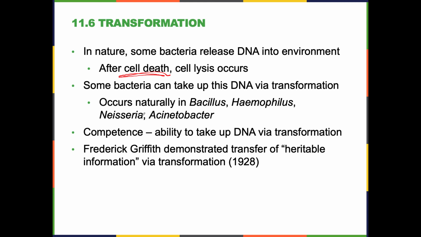It's this ability called competence. Okay, so some bacteria have this ability to take up DNA. So in the wild, we have bacteria that are naturally competent, able to take up DNA via transformation. So most recipient cells in the wild are naturally competent, right? But we can also do this in the lab artificially, something we call artificial competence.